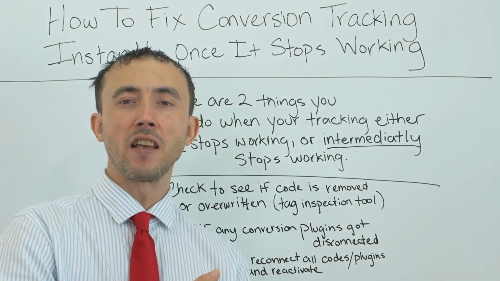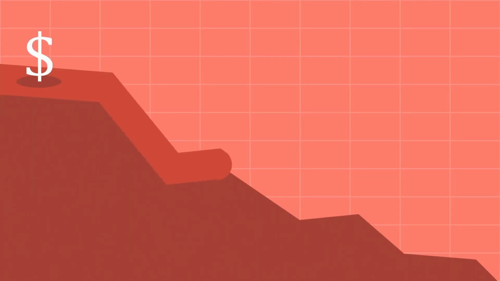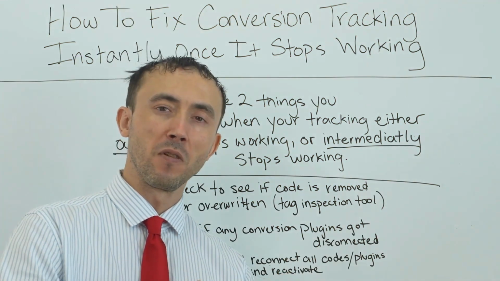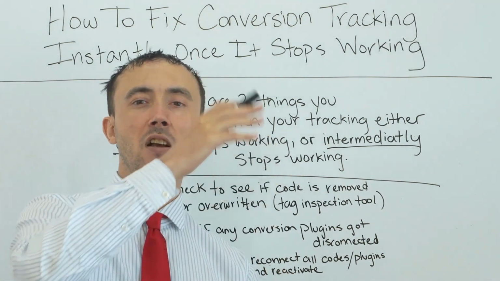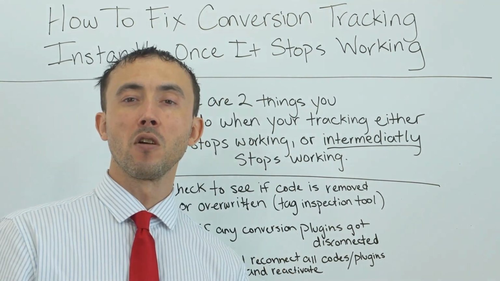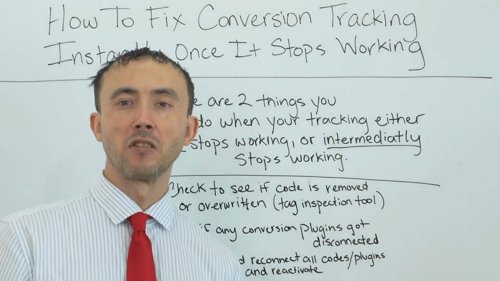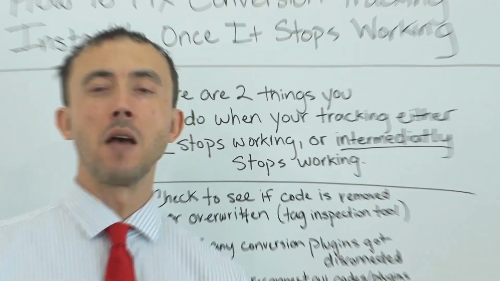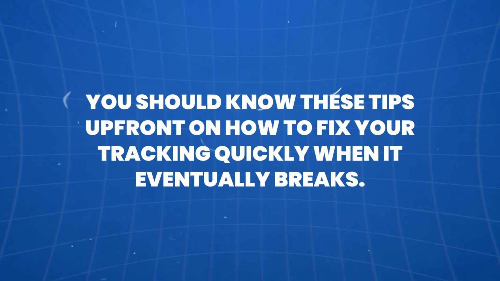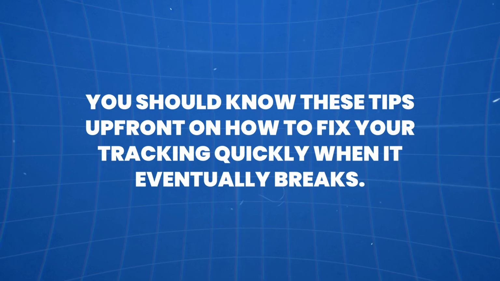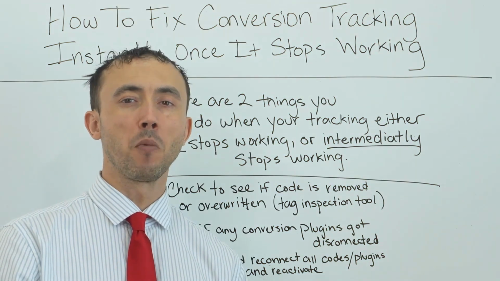And the longer that tracking doesn't work, the more your results are going to go down. And then even when you get the tracking fixed, it's going to take a while to get back. You can go completely out of business just by not being able to fix the tracking in a reasonable amount of time. So you should know these tips up front on how to fix your tracking quickly when it eventually breaks, because it's not if it will break, it's just when.